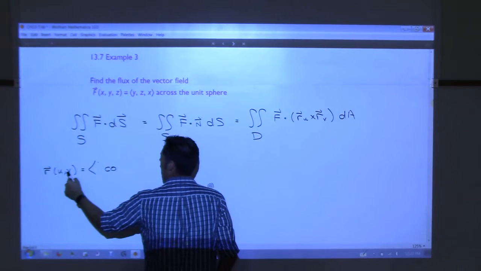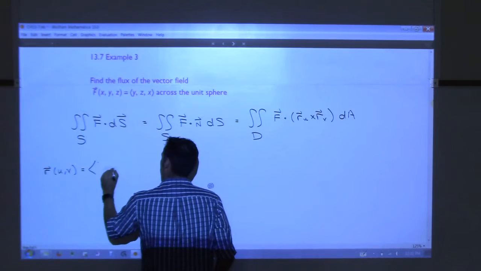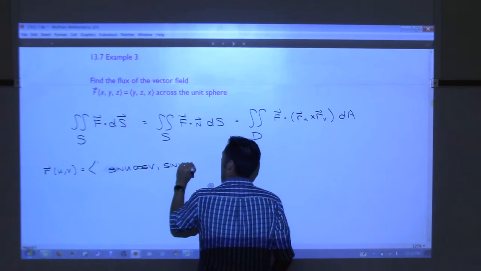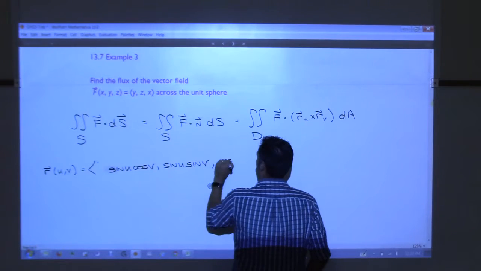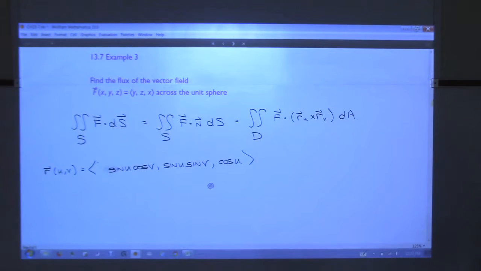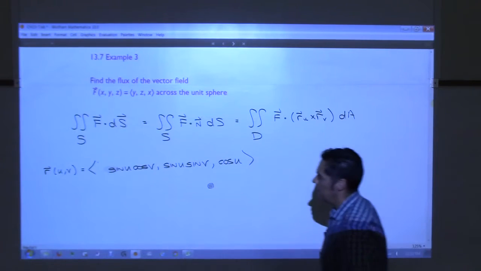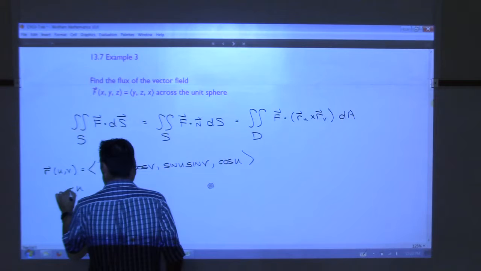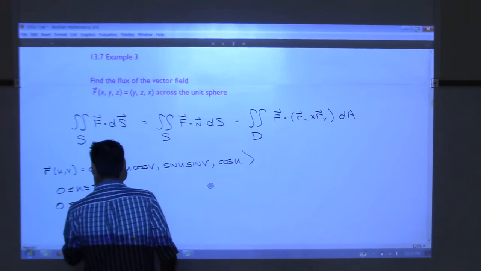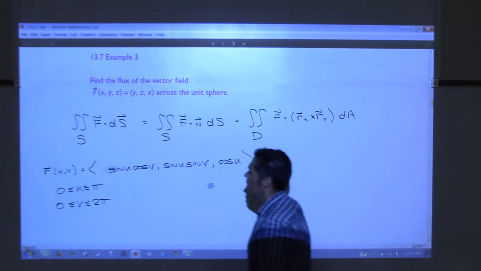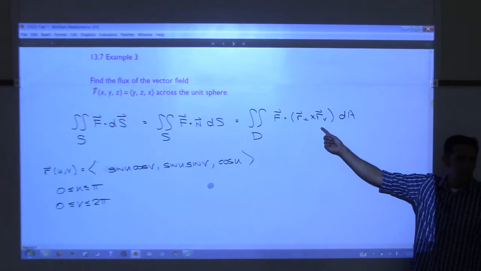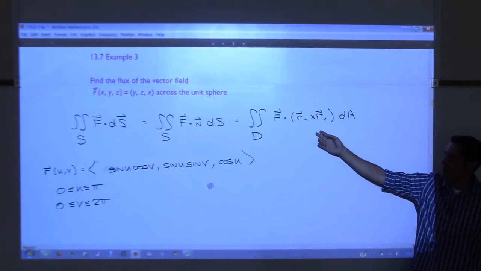What were we using for u and v though? Sine u cosine v, sine u sine v, cosine u. All I need is that first one, and once I have the first one, then I'm okay. We want the whole thing, right? u is between 0 and pi. v is between 0 and 2 pi. I need to take the cross product, which we've done before.